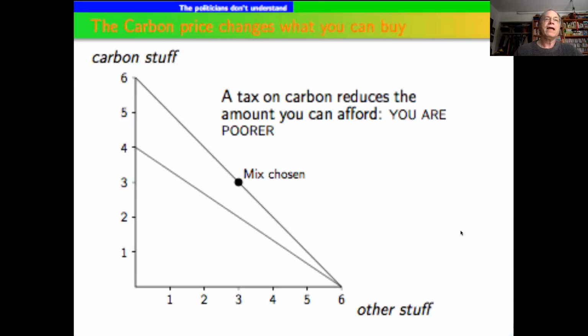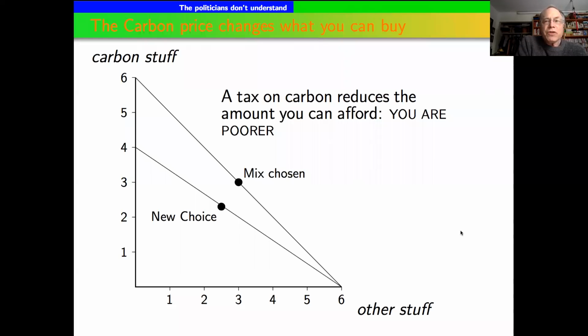Pretty simple. Now, when we put a tax on, we make all that carbon stuff more expensive. If it's more expensive, they can't buy so much. I've put a 50% tax on in this diagram, and now you can't get to that old mix. People can't buy what they used to buy. Oh dear, they're poorer. They really are poorer because they can't buy as much. So they make a new choice, and usually it has less other stuff and less carbon. And the less carbon part is what we want. But we'd really like them to be able to be just as happy as they were before.